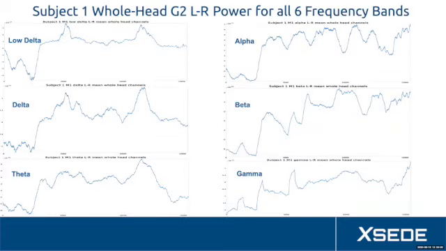All right, this is just an example of left minus right, low delta, delta, and theta, how these things vary. And on the right side, we have alpha, beta, and gamma. And this is before we detrend the cycle. Next slide, please.